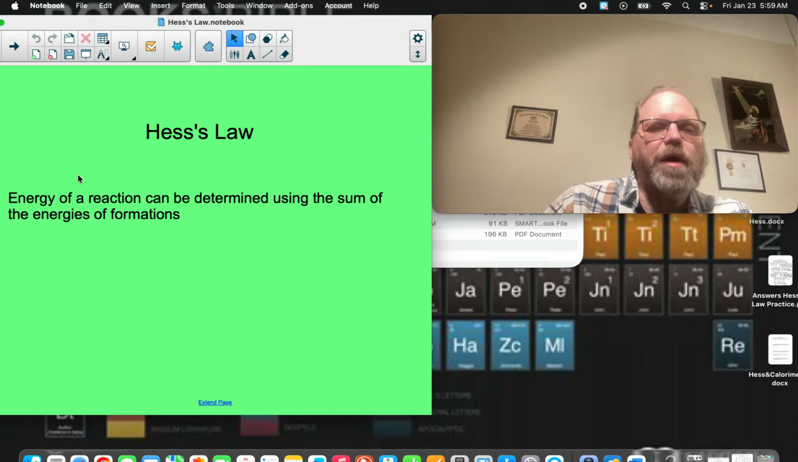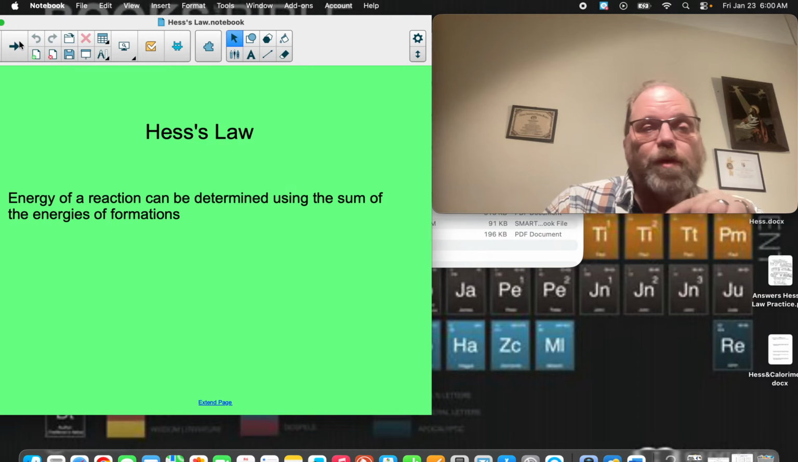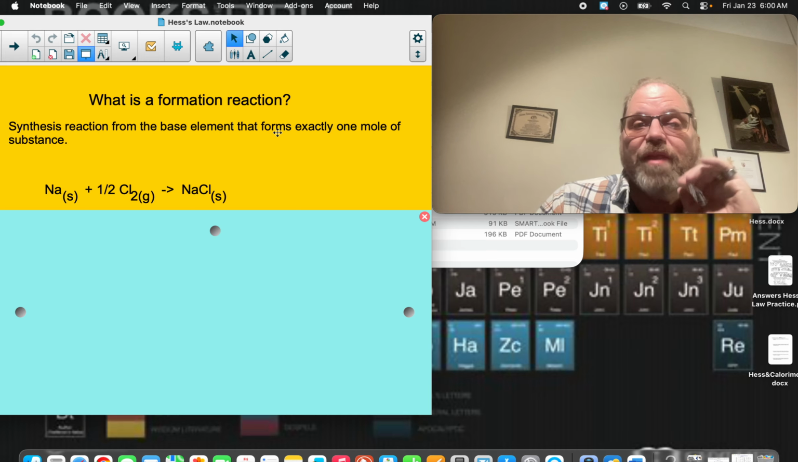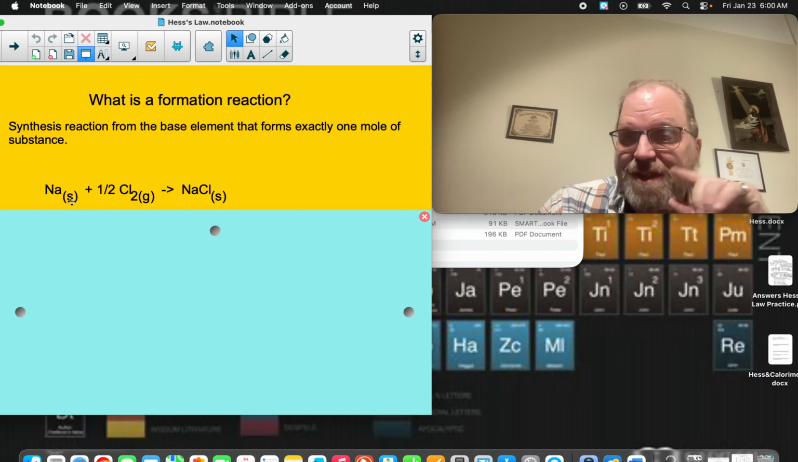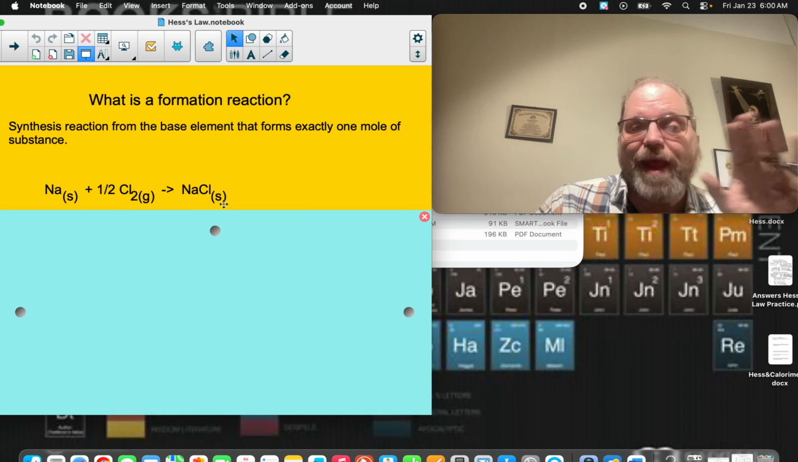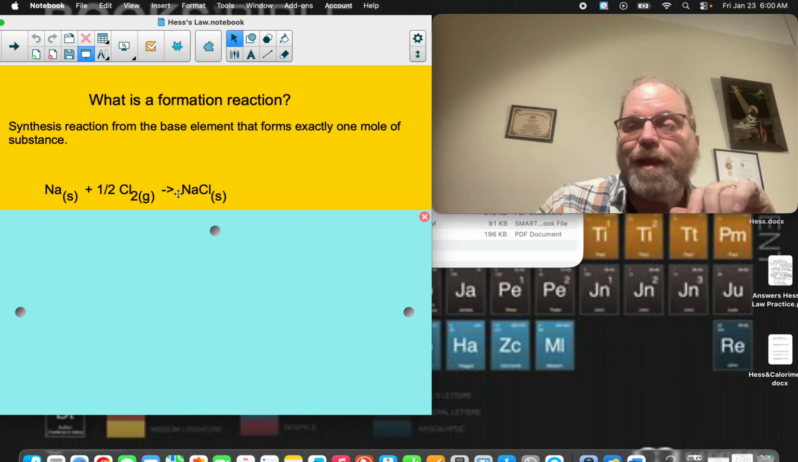All right, Hess's Law is defined as the energy of a reaction that can be determined using the sum of the energies of formations. Now, what exactly is a formation reaction? It's a synthesis reaction from the base elements that forms exactly 1 mole of a substance. Now you'll notice that we have to identify the states of matter. So sodium is a solid, chlorine is a gas, sodium chloride, NaCl, is a solid, and you'll notice this is 1 mole. So this chlorine, to get it balanced, has to be a half a mole.